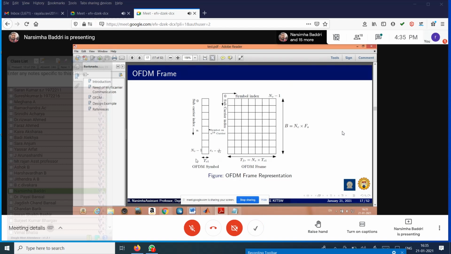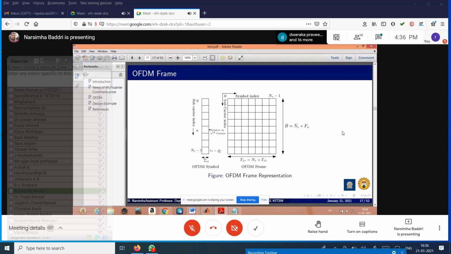If you take one OFDM symbol, if you look at this block, the x-axis is the time, the y-axis is frequency. So these are the carriers we are using. Suppose we are transmitting N data streams with N different subcarriers. So this block is with carrier 0, carrier 1, and so on up to carrier N minus 1. So this vertical axis will give us the carrier index: the first carrier, second carrier, third carrier, and so on, the last carrier, when you are using a total of NC carriers.